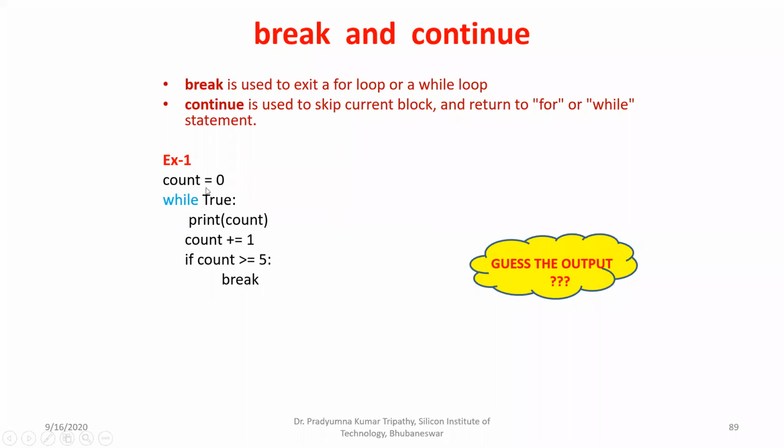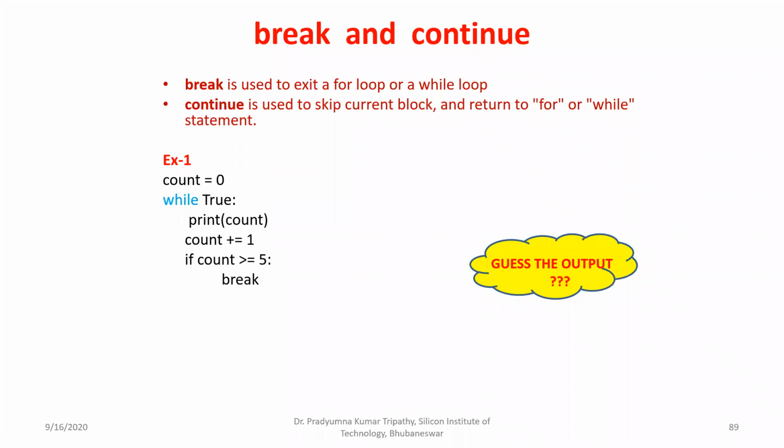I have count equals to 0, while true. While true means while 1. True is 1, false is 0. So while 1, control will definitely get into the loop because it's always true. So it will print the count. Count equals to count plus 1. It will become 1.